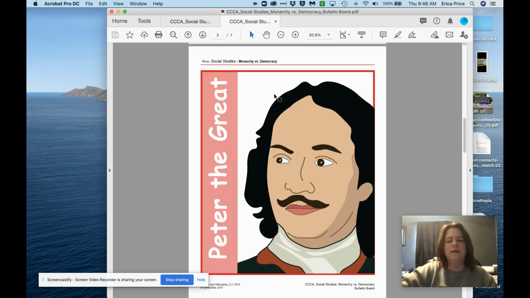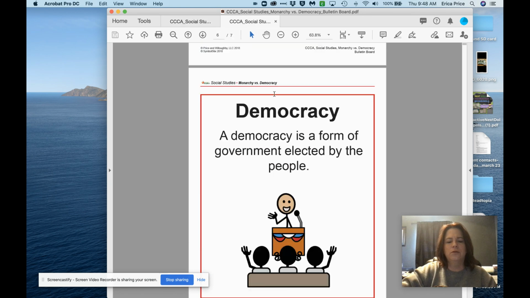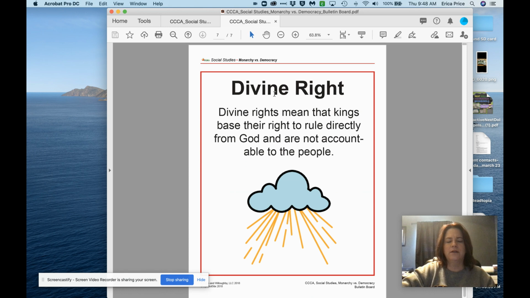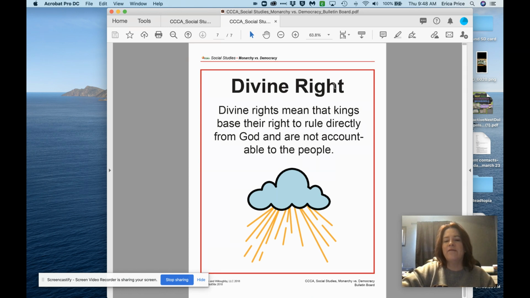Now I think I may have another picture right here. I do. I have our phrase, divine right, the definition, and the picture to help us remember it. And this would be, again, posted on our bulletin board so we could see it every day to help us remember this. Divine rights mean that kings base their right to rule directly from God and are not accountable to the people.